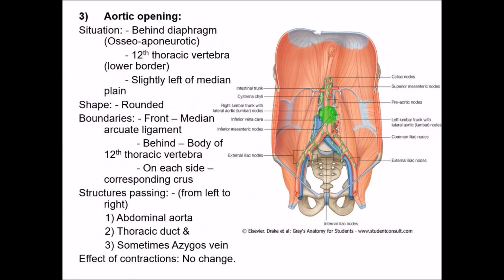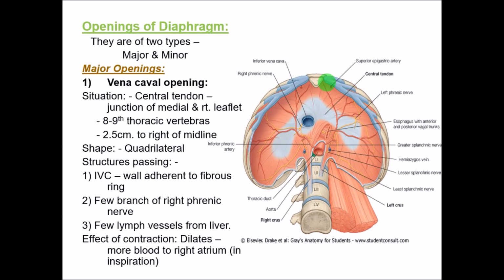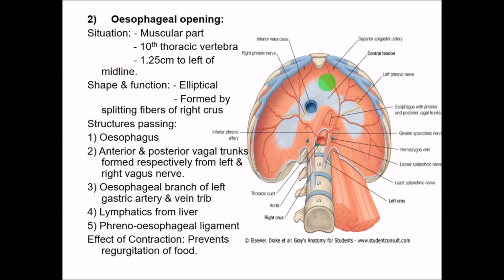Then we have the third opening, that is called the aortic opening. The third we have already seen behind the median arcuate ligament. So this is the third opening, the aortic opening. So there are three major openings: vena cava opening, esophageal opening, and the aortic opening.